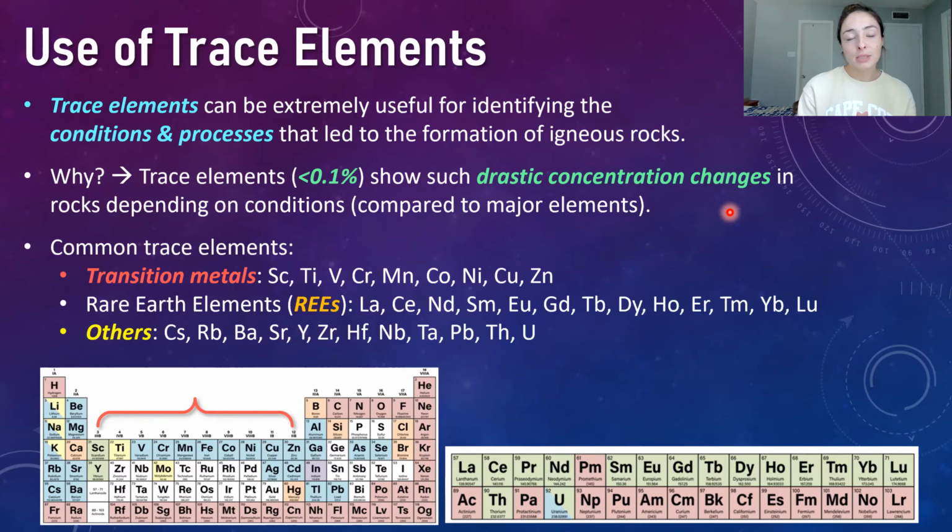For example, if a major element is a major constituent of the minerals within the rock, then its concentrational changes aren't going to be as drastic or as detectable as those shown by trace elements, which are only present in such small amounts and can drastically change in their concentrations. So common trace elements in rocks include many of the transition metals as shown down here in the periodic table, and rare earth elements as shown in the lanthanide series, and other trace metals on the periodic table of various types. And there's even more that I'm missing, but these are the general common trace elements.